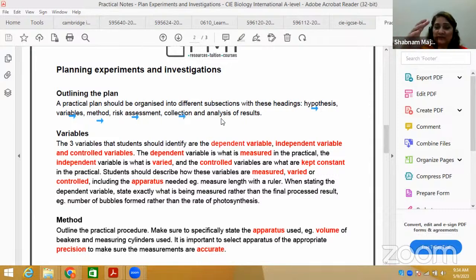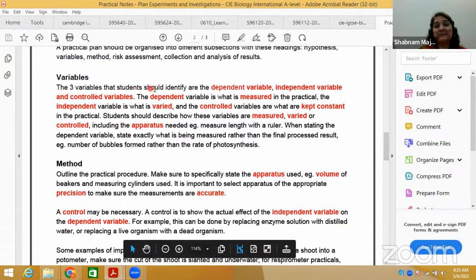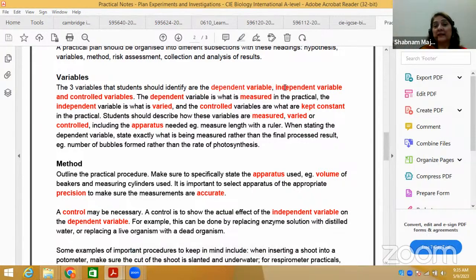When you get your result based on your observation, which is actually the dependent variable, there might be any factor or variable which can affect the results of the dependent variable. So you need to control those variables, and that is called standardizing, or making your variables constant. That's very important. Now, look at this quickly: there are three variables that students should identify. The dependent variable, which I already explained, the independent variable and the control variable. These are the three variables you have to keep in mind.